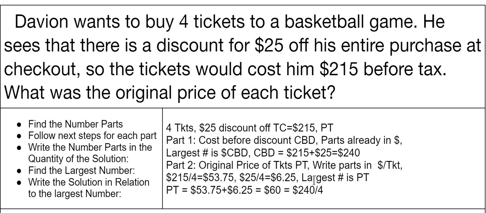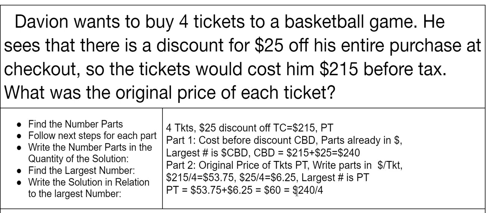$6.25. And the largest of these numbers is going to be the price per ticket, because it's going to be the sum of these prices. So we say the price per ticket equals $53.75 plus $6.25, which will equal $60.